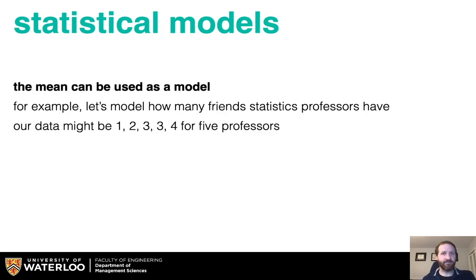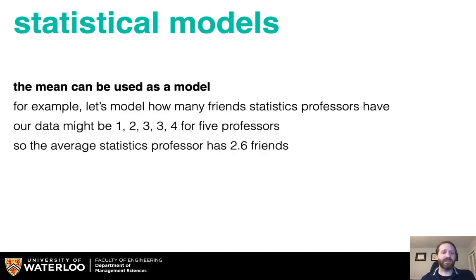We might ask 5 professors, and we might get our data: 1, 2, 3, 3, and 4. If you ask me, this sounds like it's maybe a little bit high for statistics professors, but don't ask me. So the average statistics professor from our data set has 2.6 friends.